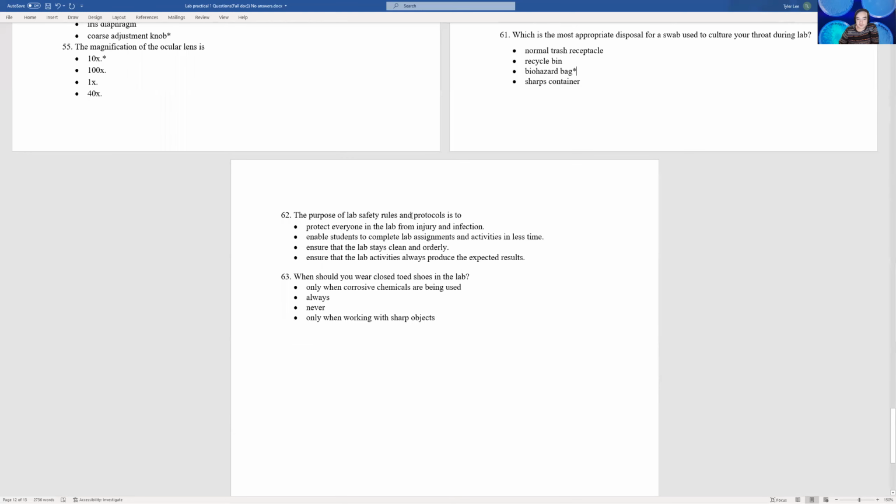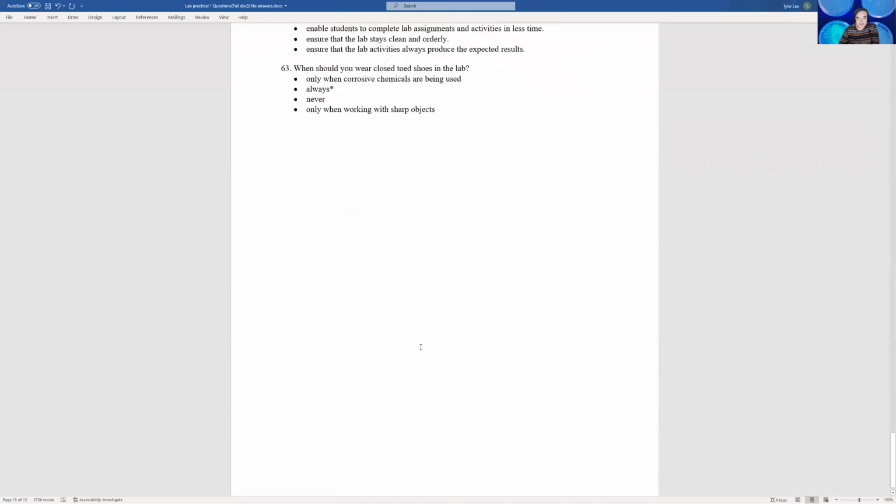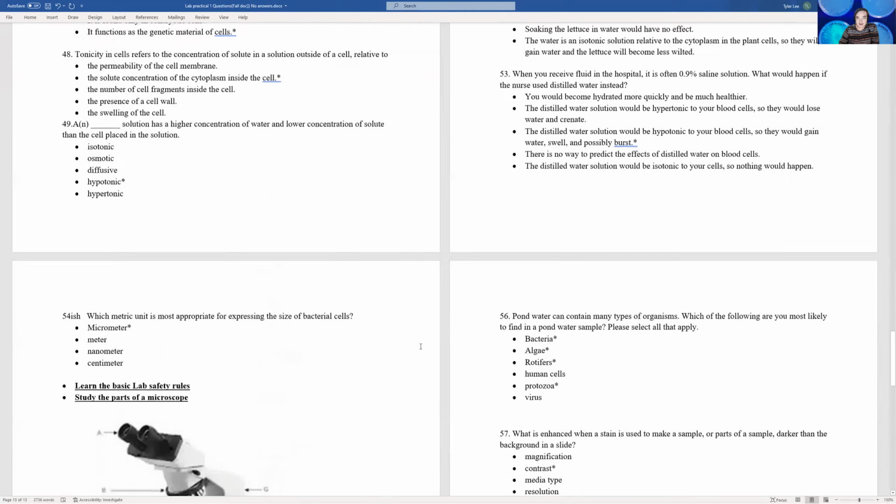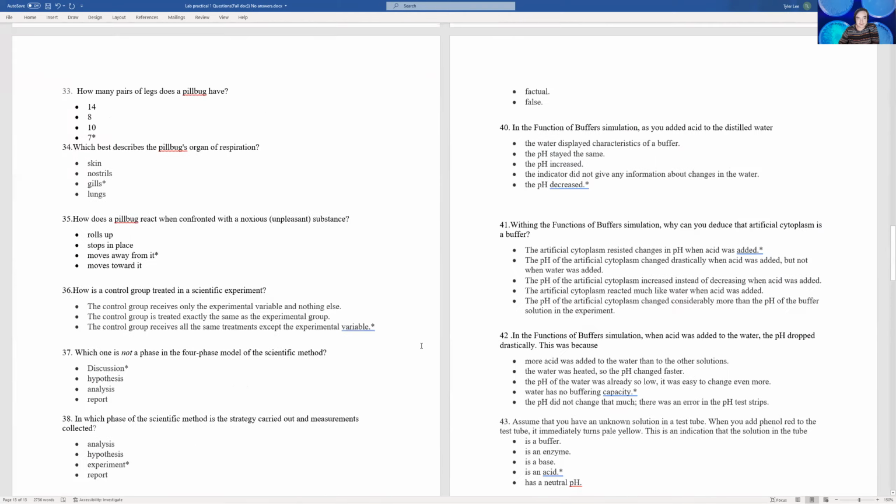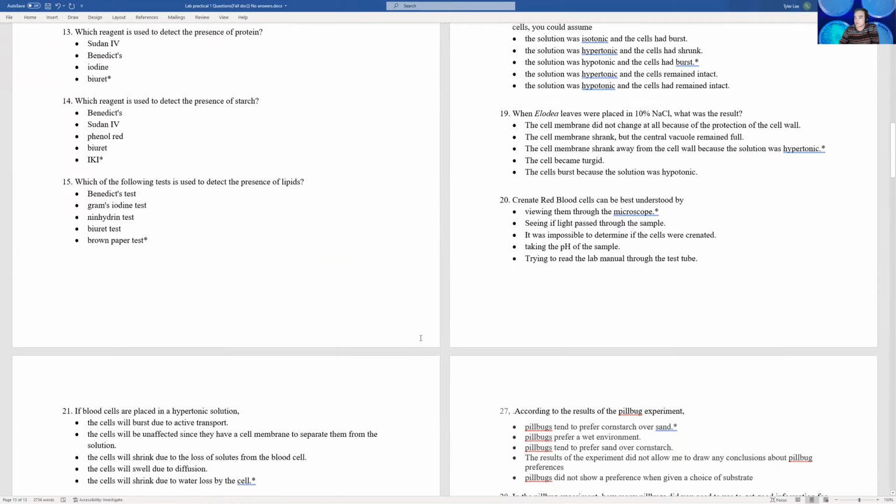The purpose of lab safety rules and protocol is to protect everyone in the lab from injury and infection, of course. It's not to enable students to complete the lab and activities in less time. It does help keep the lab clean and orderly, but this is the main reason. And then when should you wear closed-toed shoes in the lab? Every time, always. Just general lab safety stuff. But that concludes all of these questions. Hopefully that was pretty straightforward.